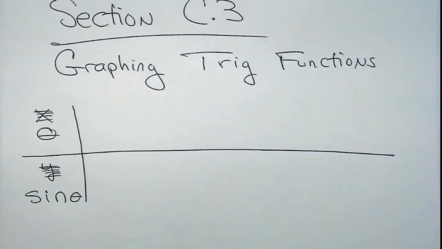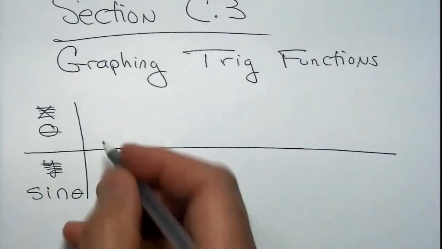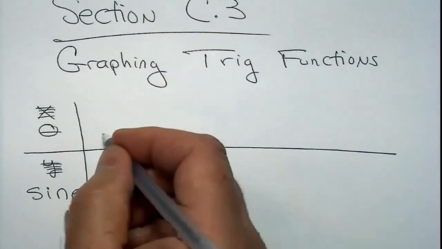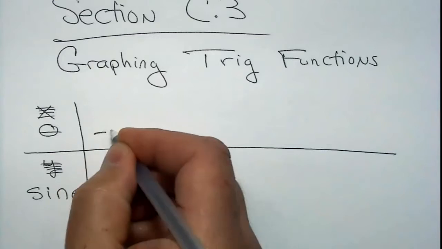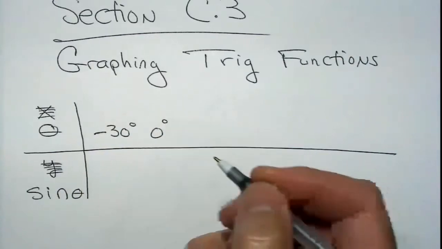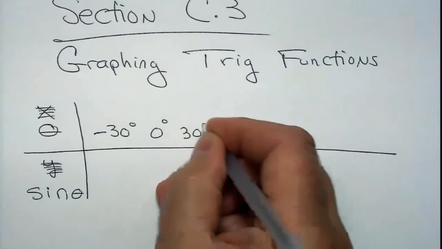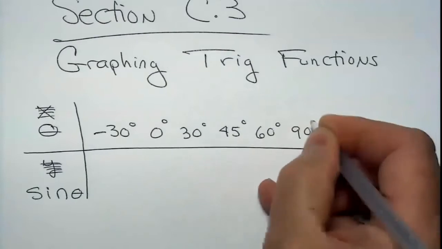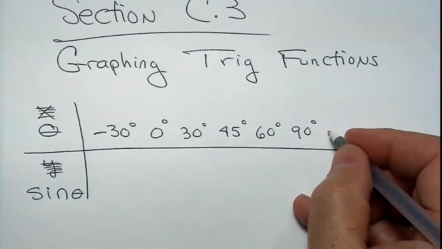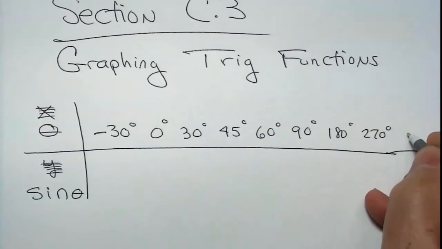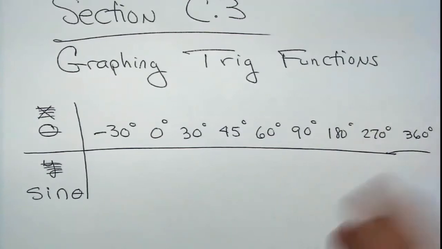And the thetas of interest, when you see an x, you know that's independent. Theta is independent as well. We can choose any angles we'd like. So I'm going to start with, how about minus 30 degrees? And then 0 degrees. And then 30, 45, 60, 90, how about 180, 270, and then let's finish off with 360. Full trip around the circle.